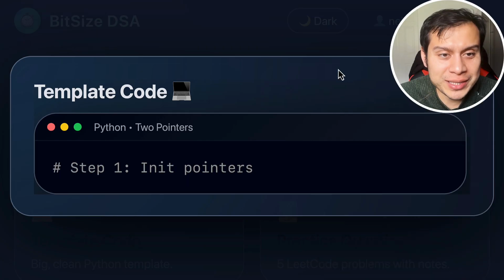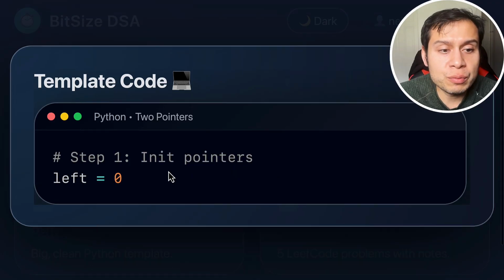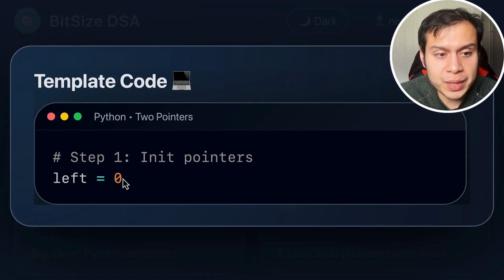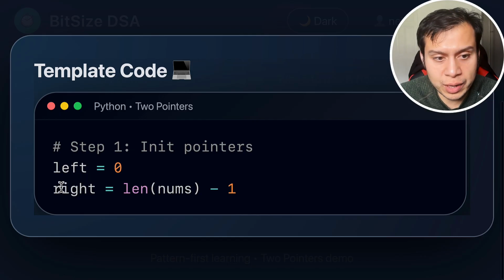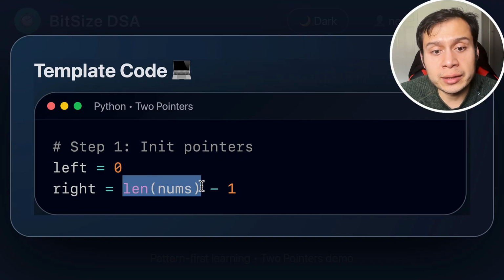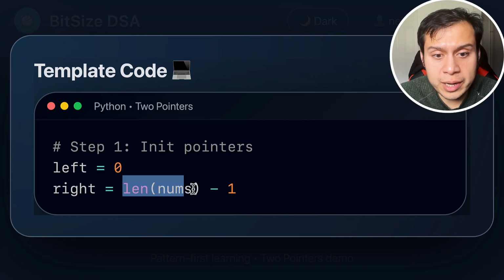Now let's develop a template code so that we can use it in different problems. Step 1 is to initialize pointers. We will initialize a left pointer, which is pointing at the 0th index. And then we initialize another pointer on the right side, which is the right index. And that's the last element's index, which is the length of the entire array minus 1. So this is the last index.